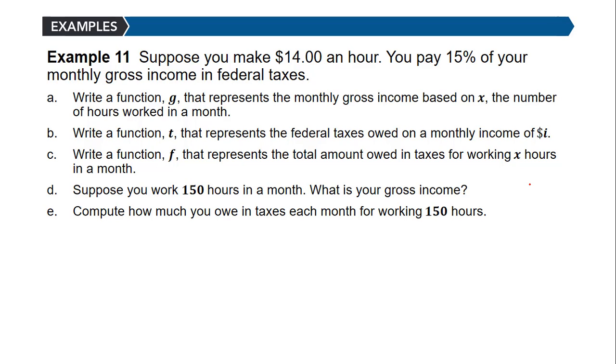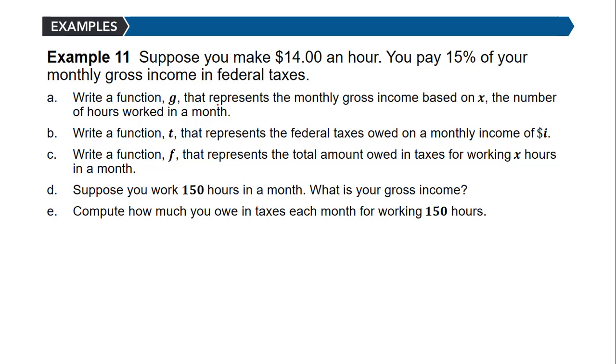And then we'll write a function F that represents the total amount owed in taxes for working x hours in a month. Then suppose you work 150 hours in a month. What is your gross income? And compute how much you owe in taxes each month for working 150 hours. So let's go back and address these questions.